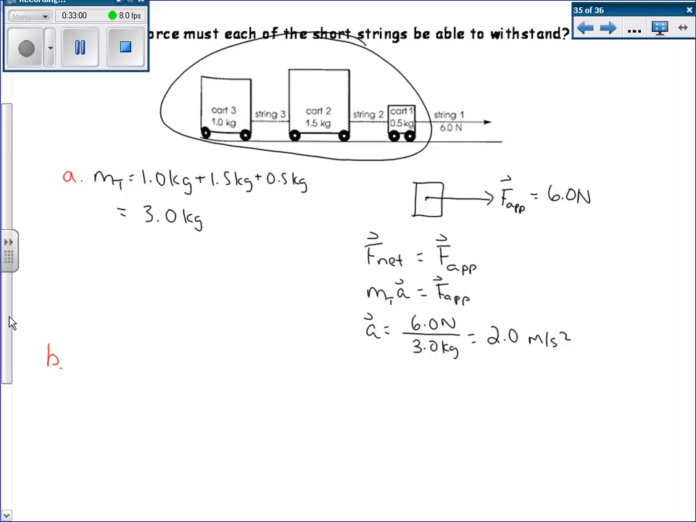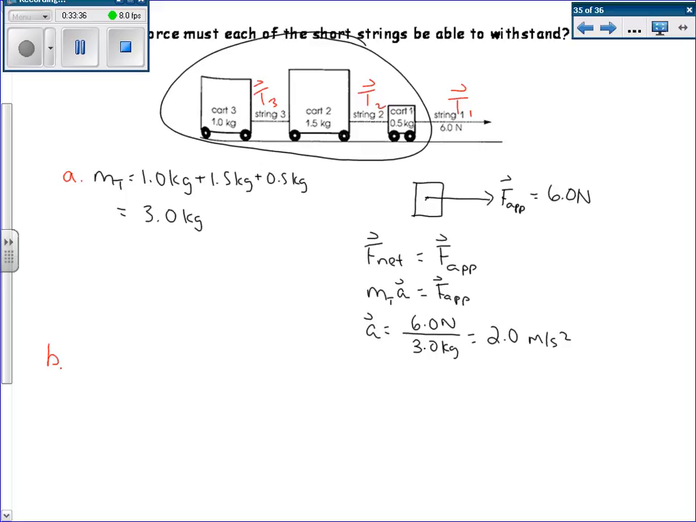This is a bit different because they're attached by strings, so there's some tension there, right? There's tension in string 1, tension in string 2, and tension in string 3. String 1 has to withstand the most tension because it's pulling the most mass, it's pulling all 3. String 2 has a little less tension because it's just pulling cart 2 and cart 3, and string 3 is only pulling cart 3. So we look at this a little differently than boxes pushing each other because you're actually pulling masses with the string.